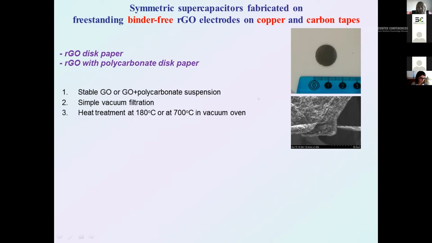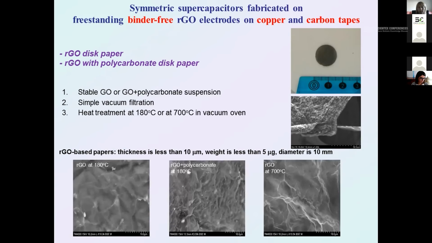We want to keep the material, and we make annealing thermal treatment to obtain reduced graphene oxide at 2 different temperatures to check the electrical properties. That is also important for preparation. When we check by scanning electron microscopy, as you can see, the sample obtained at the lower temperature is not different from the sample obtained at higher temperature. But in the case of incorporation of polycarbonate, the structure was dense.